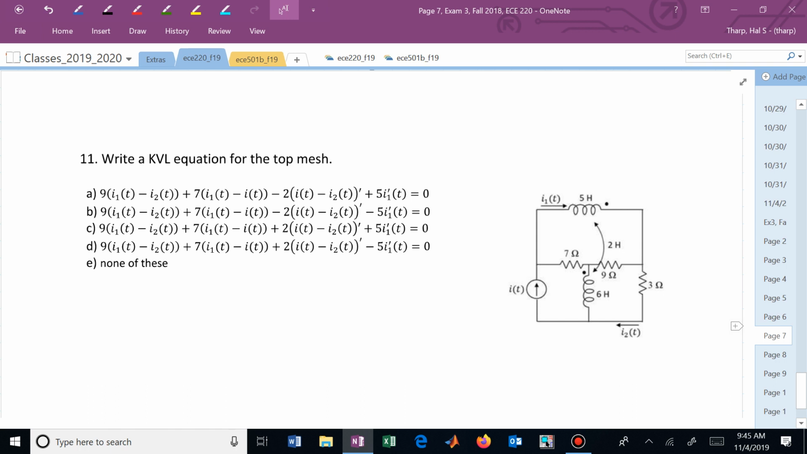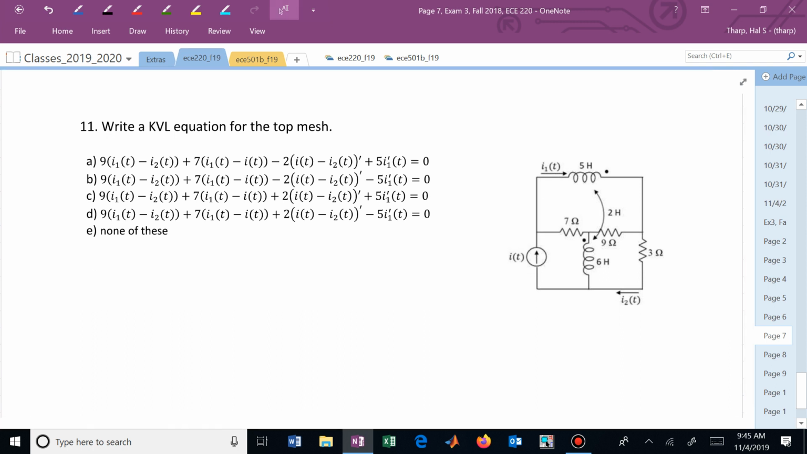All right, write a KVL equation. This one tells you which mesh: for the top mesh. If they don't give you that information, I would just start looking for commonalities. Usually most of these expressions are correct. They just vary in the signs of the mutual inductance terms. So here's the top mesh. Can I just find the mutual inductance voltage and then move on to the next one?